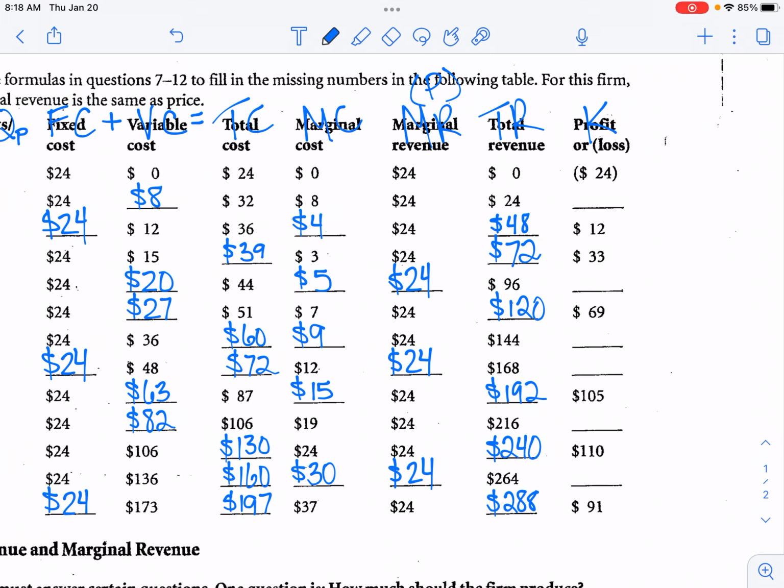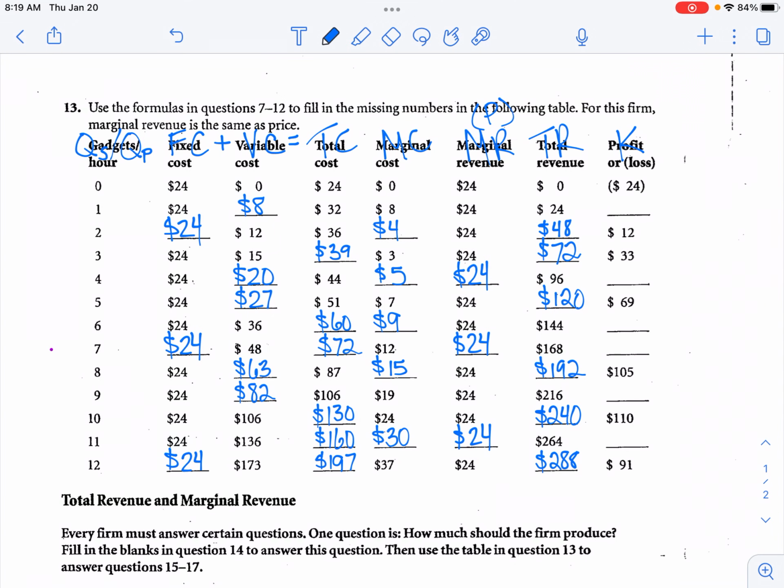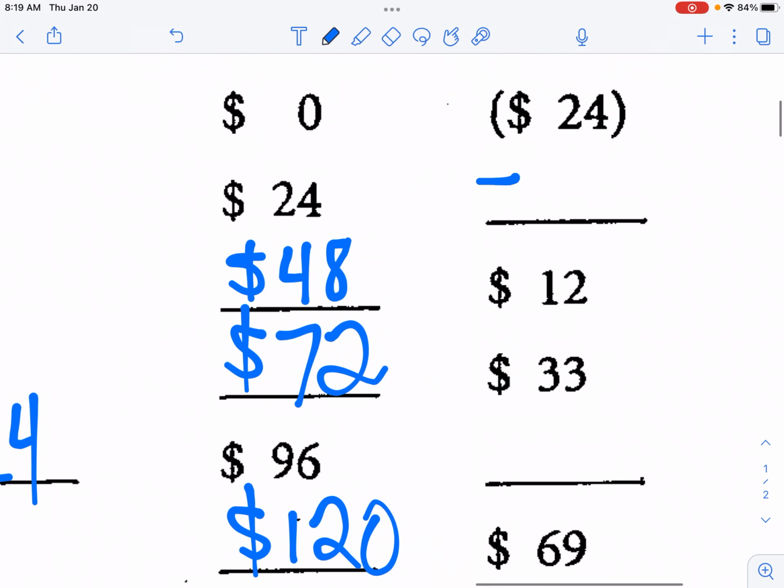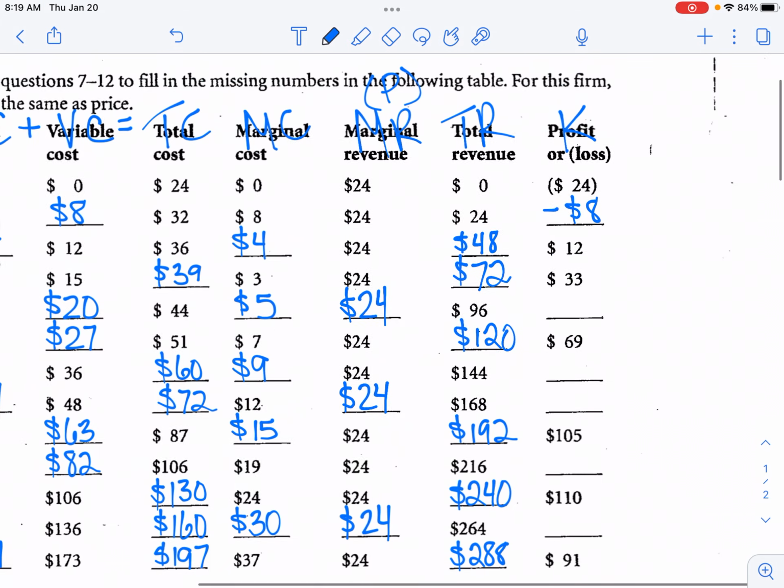The last column is going to be calculating profit, or as you can see in parentheses, those are designated as losses. Other accountants may use red instead of green or black to signify a loss, or you may just see a good old-fashioned negative sign in front, which is what I will put in there if we happen to have a loss. The formula for calculating profit is you take the company's total revenue and subtract their total cost. So 0 minus 24 gives us negative 24. In the next row, 24 minus 32 is going to give us negative $8. So still lost money if we were only making 1 per hour.